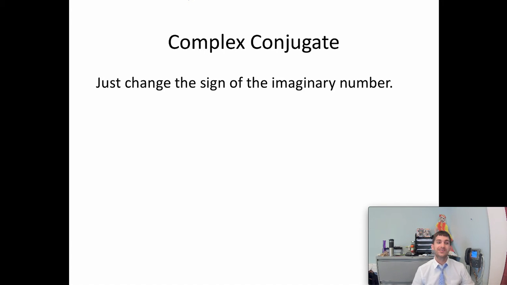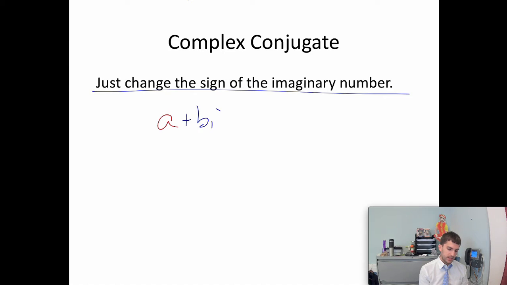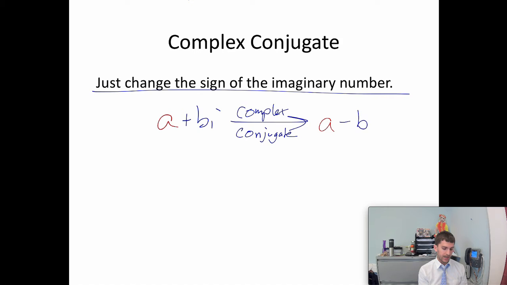The last part here we're talking about is a complex conjugate. So the simple way of saying it is change the sign of the imaginary number. In general, the format we've been using is A, and then I'm going to switch to blue, plus Bi. To take the complex conjugate, we're going to take the opposite of the imaginary. So that means we're going to leave the real part alone, but instead of plus Bi, it'll be minus Bi.